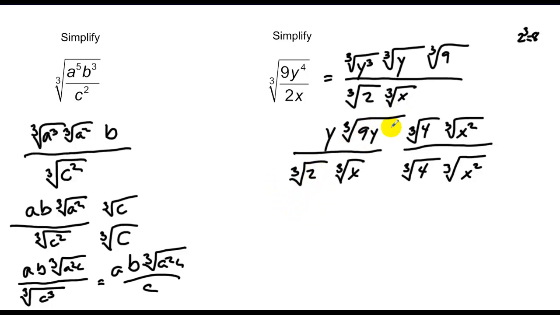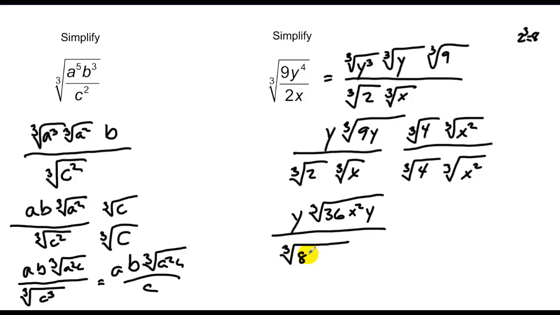So now you'll notice, multiplying across, I have y times the cube root of 36 x squared y over the cube root of 8x cubed. There are no perfect cubes in 36. There's perfect squares, but not perfect cubes. And there are no perfect cubes in x squared and y. So I just have 36 x squared y in the numerator. And in the denominator, that's a perfect cube of 2x. And I'm done.